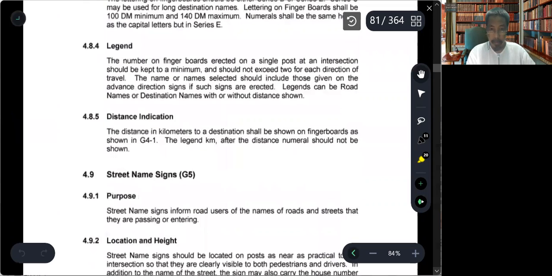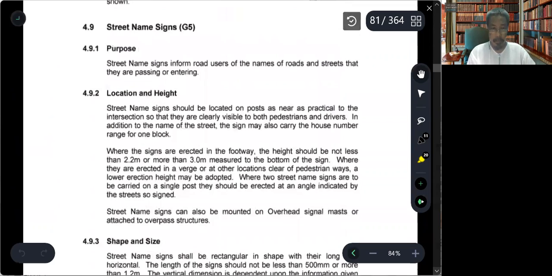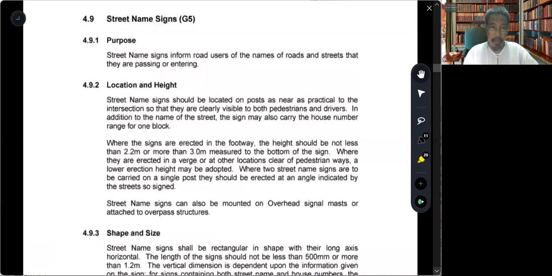So now we can proceed to the next series of signs, what we call street name signs. Purpose: street name signs inform road users of the names of roads and streets that they are passing or entering. Location and height: street name signs should be located on posts as near as practical to the intersection so that they are clearly visible to both pedestrians and drivers alike. In addition to the name of the street, the sign may also carry the house number range for one block.